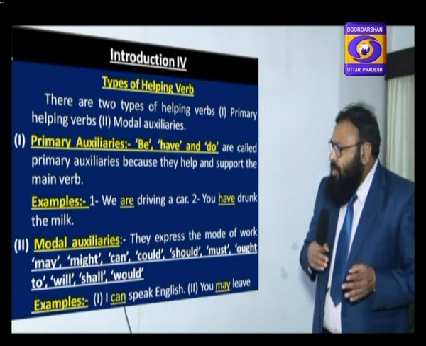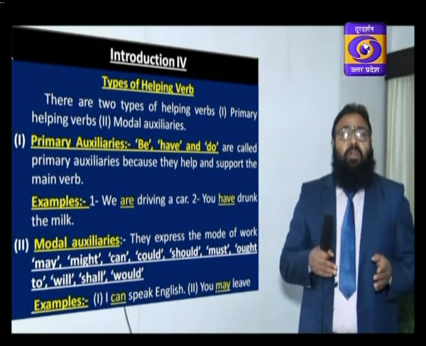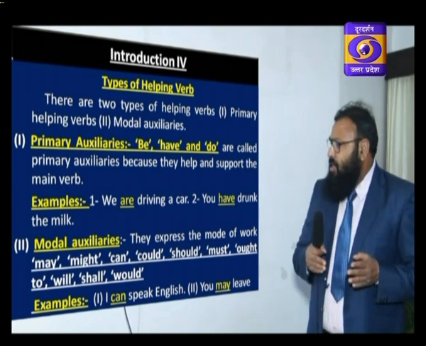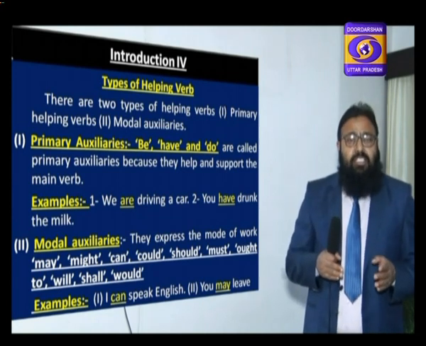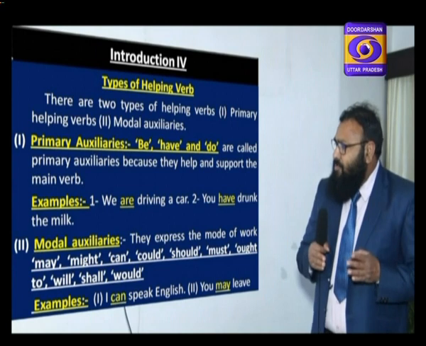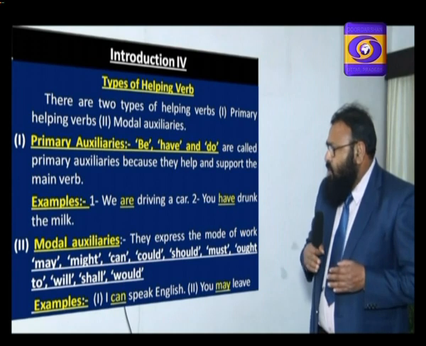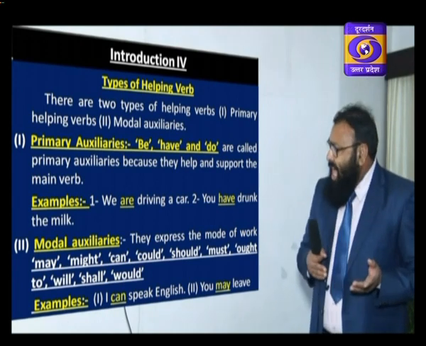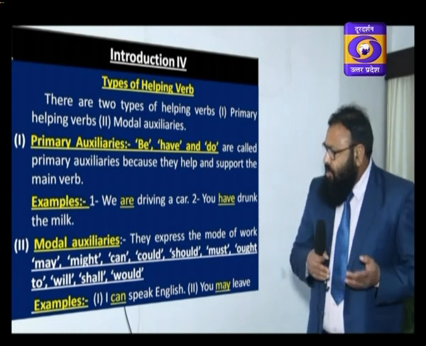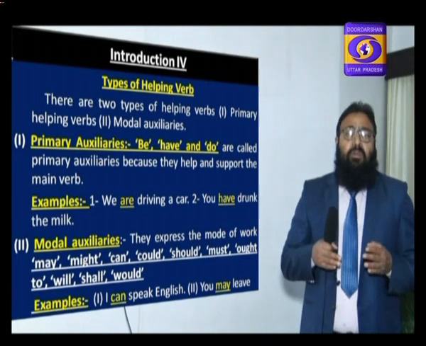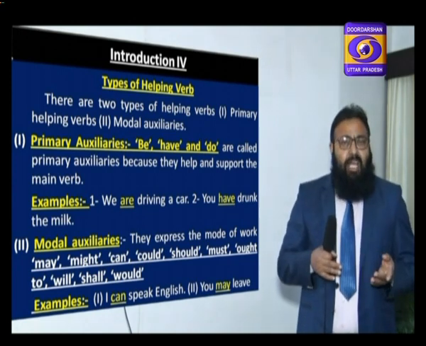Examples are: We are driving a car. Driving is the main verb and are is helping the main verb driving. And it is telling us that the sentence is in the present continuous tense and the subject is plural. You have drunk the milk. Have is the helping verb because it is helping the main verb drunk and telling us that the sentence is in the present perfect tense and the subject is plural.